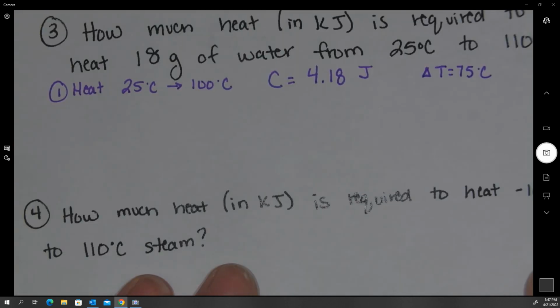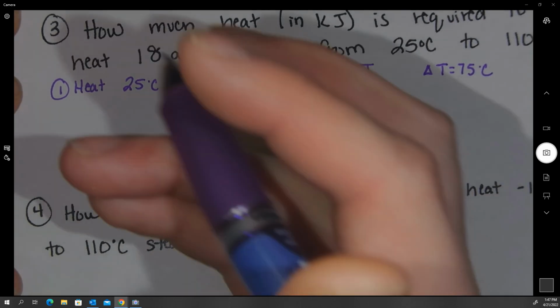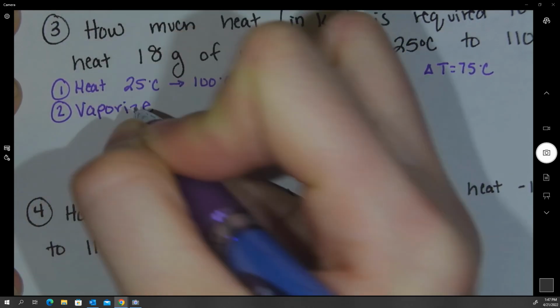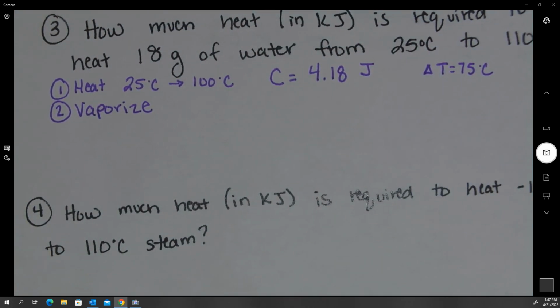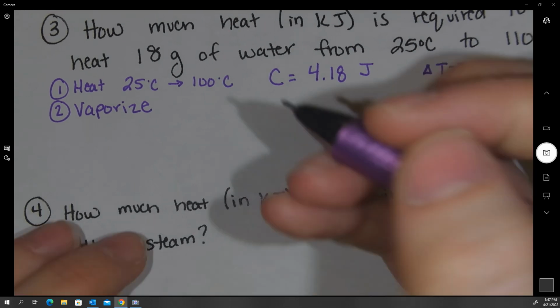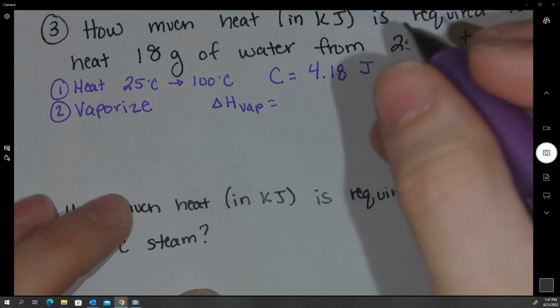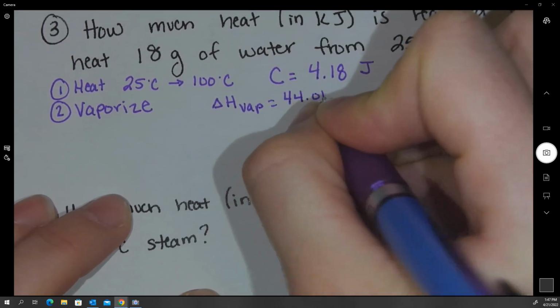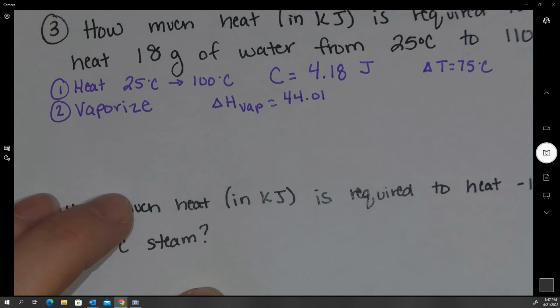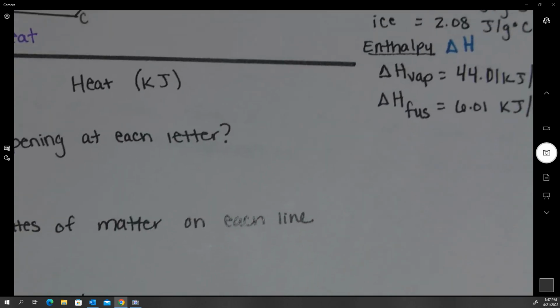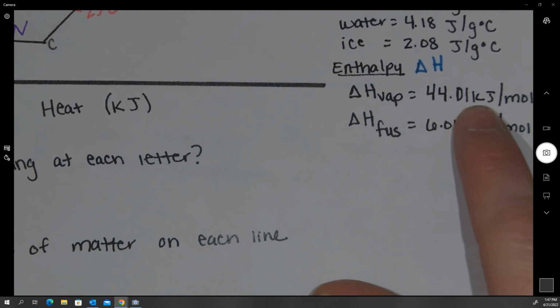Okay. What is my second step? Vaporization. I'm going to vaporize it. Is that a phase change? Absolutely. So since that's a phase change, am I working with specific heat or enthalpy? Enthalpy. My enthalpy for vaporization is going to be 44.01. Am I going to write down KJ or J for this one? KJ, because if you look at your sheet, there's a KJ next to it. Okay.